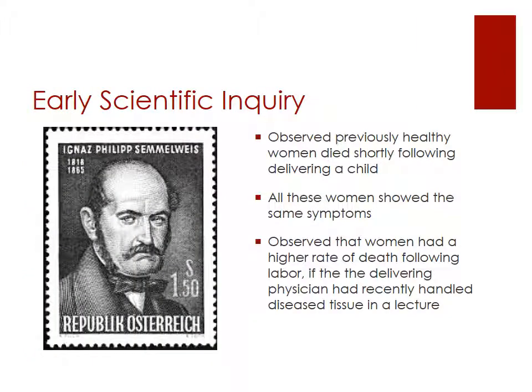Before we get into working with numbers and statistics, let's just take a moment to look at some actual application of this. So here we have Semmelweis. Now Semmelweis lived in the 1800s, before we were aware of microbes or we had telescopes or any of these other factors. So he's not working with any of the knowledge that we have currently in terms of what causes diseases. What he did observe was that previously healthy women died shortly after delivering a child. So a woman had come in perfectly healthy, delivered a child, and died shortly thereafter.